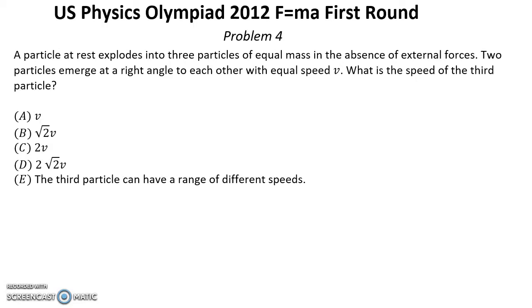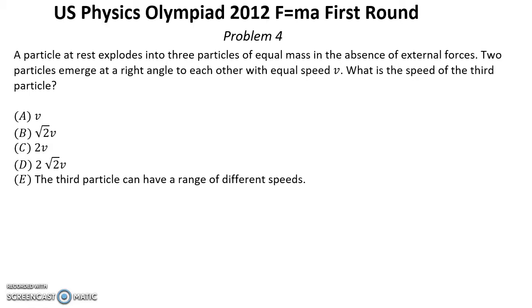US Physics Olympiad, year 2012, F equals MA, first round. Problem 4. A particle at rest explodes into 3 particles of equal mass in the absence of external forces. 2 particles emerge at a right angle to each other with an equal speed v. What is the speed of the third particle?